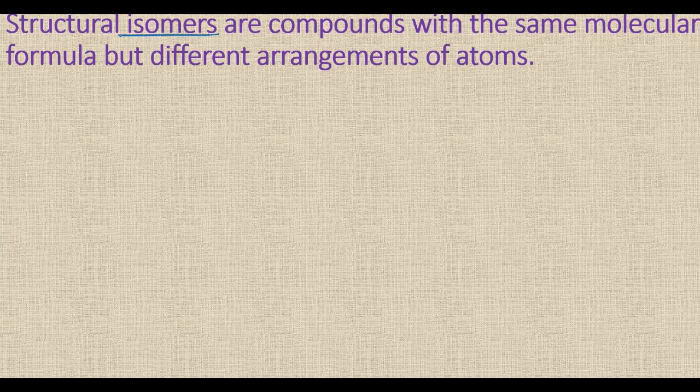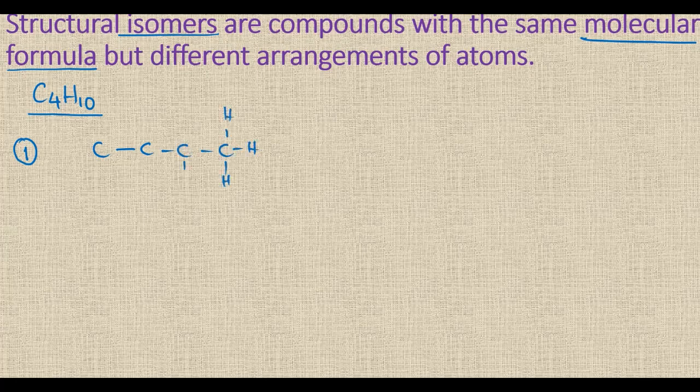Isomers are the compounds which have the same molecular formula, but a different arrangement of atoms. For instance, C4H10 is the molecular formula of a compound, and we're going to see how many different isomers could be formed. First of all, just draw a straight chain simplest alkane. This is a normal butane or a simple butane without any branches.